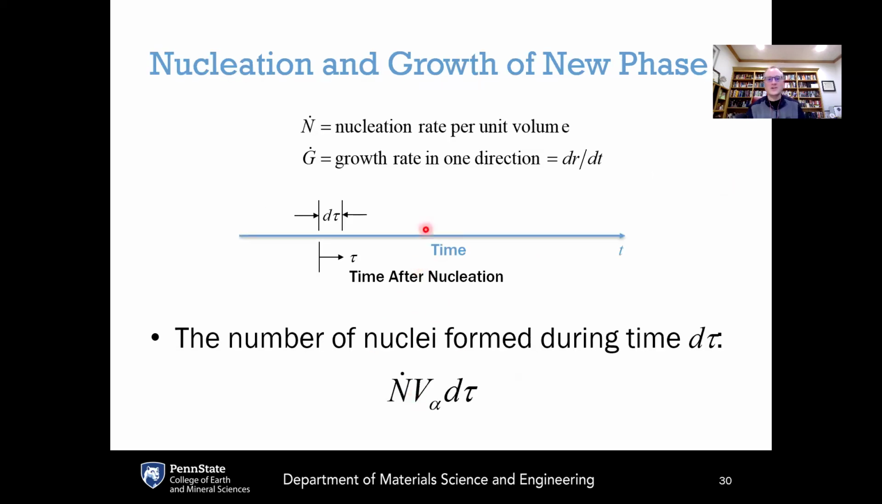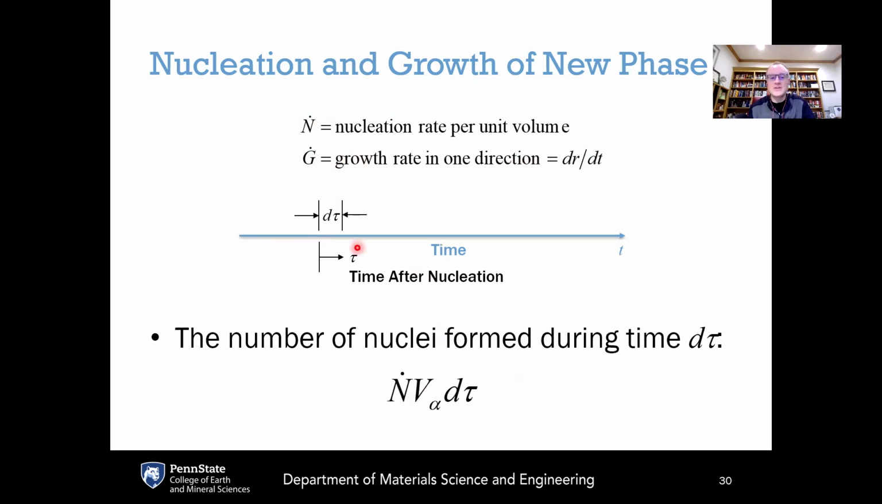So if we have nucleation and growth of a new phase, we can define this N dot here as the nucleation rate per unit volume, and the G dot is the growth rate of that new phase in one direction. So that's equal to dr/dt, where r is the radius of that new phase. And if it is nucleation followed by growth, the key is that nucleation has to happen first. Once a stable nucleus forms, then it can grow.